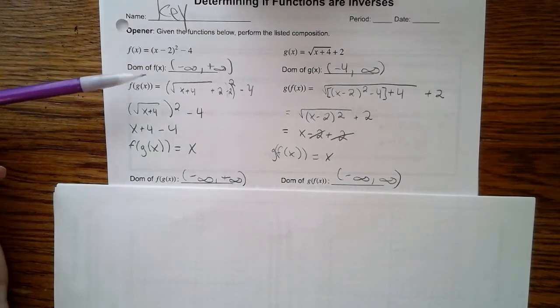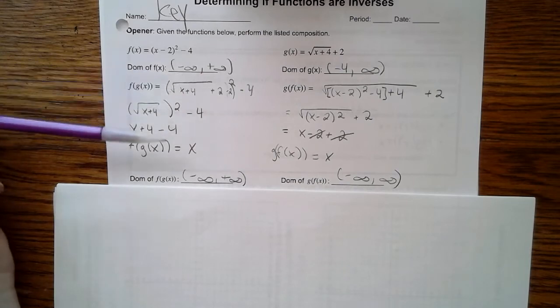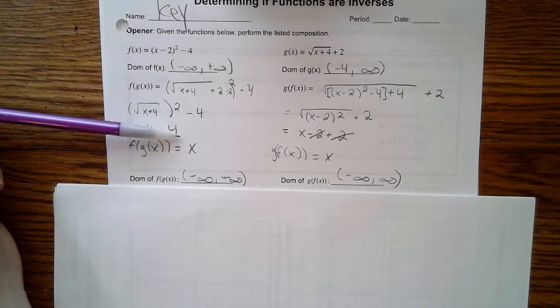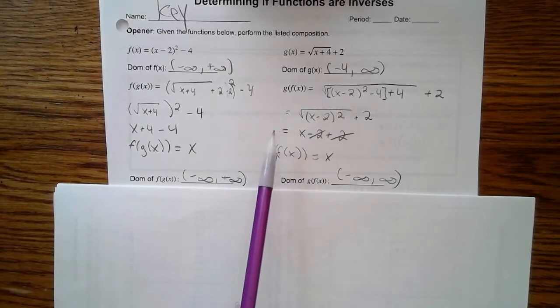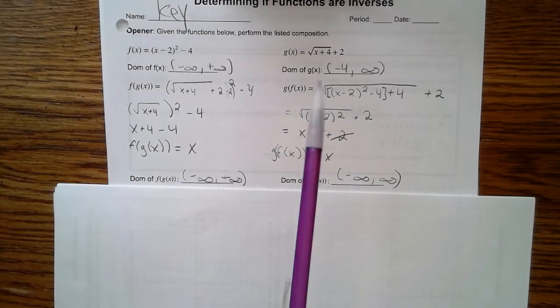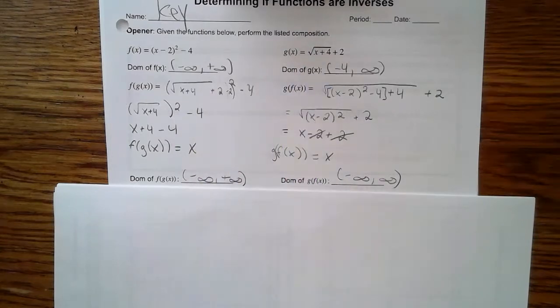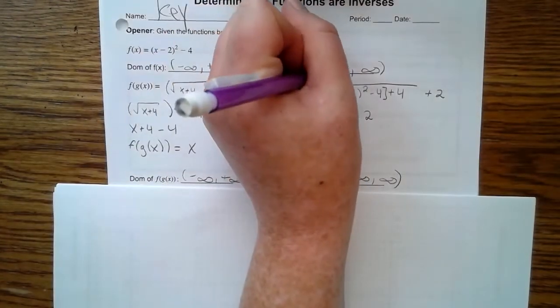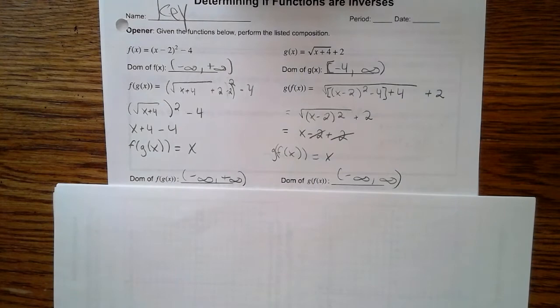So I composed the functions f of g of x, did my simplifying, and I got f of g of x equals x. Moved over here, same thing, just switched them around, did my simplifying, and I got g of f of x equals x. Just gonna point out right here, domain, this is a quadratic, so it's all real numbers. Here, it should be -4 to positive infinity because I can't have any negatives in there.